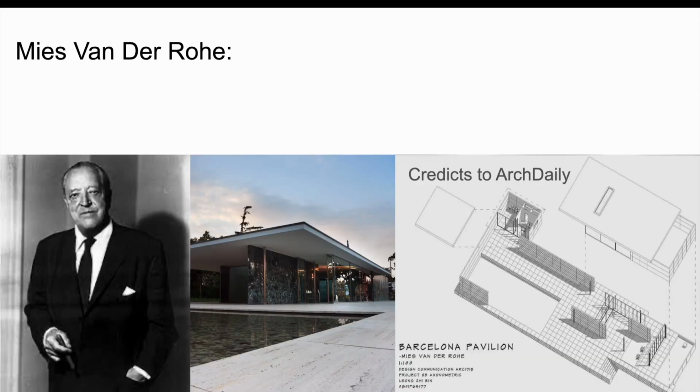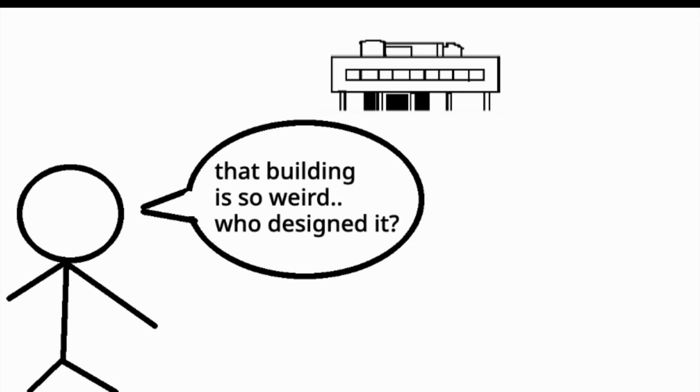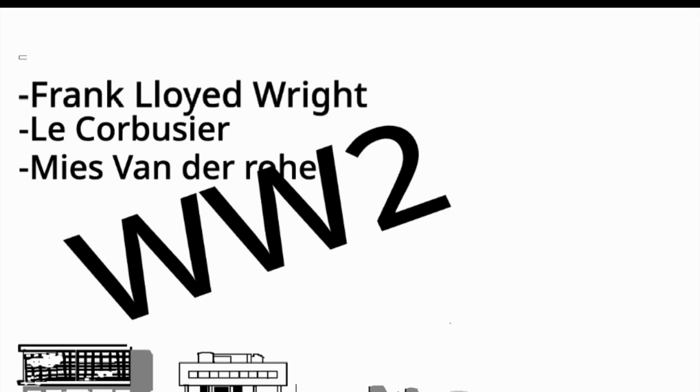Mies van der Rohe strips down every building to its barest bones before covering up with glass, creating a sleek and minimalistic look. Although not accepted by most people, modern architecture is prospering. But then World War II happened. Bang! The Bauhaus is gone.